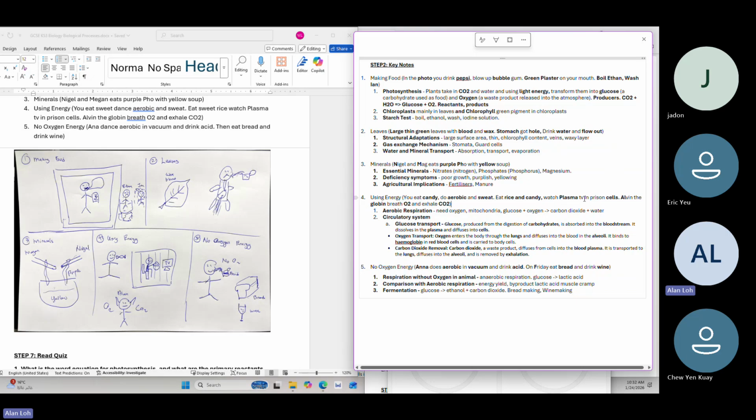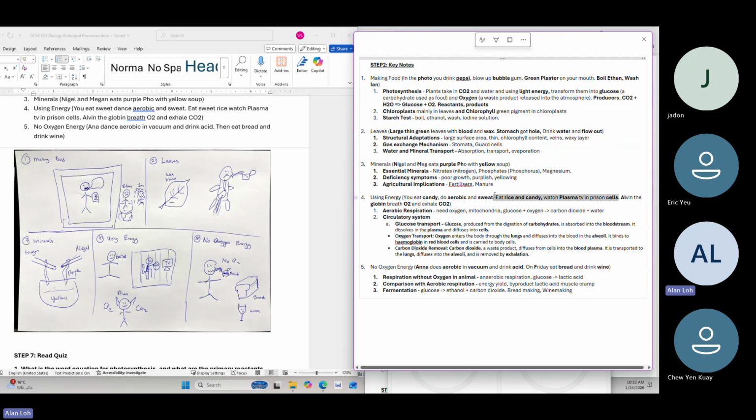You watch plasma TV. Plasma TV is to represent this part, right? It's absorbed into the bloodstream and it dissolves in plasma. Plasma is something that is inside your blood and diffuses those glucose into cell, right? So that you can do the respirations. So prison cell represents the cell.